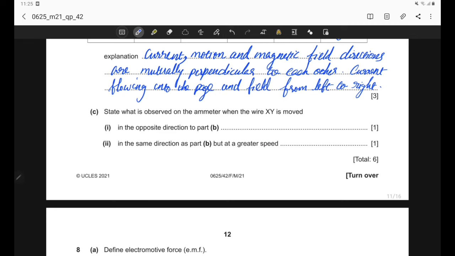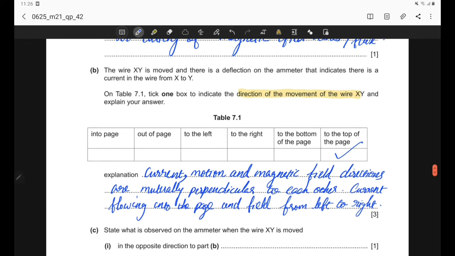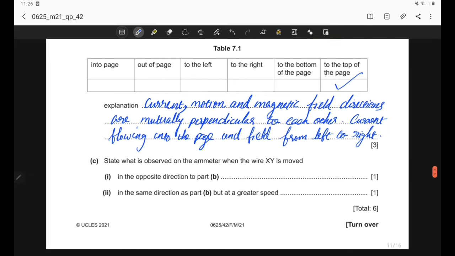So in part B, when the wire moved, there was a current flow and the ammeter was showing a deflection. But now the wire is moving in the opposite direction. So when the movement is changed to an opposite direction, there will still be a current flow, but the direction of current flow will be opposite. So the ammeter will deflect in opposite direction. So we can write down opposite deflection on ammeter.